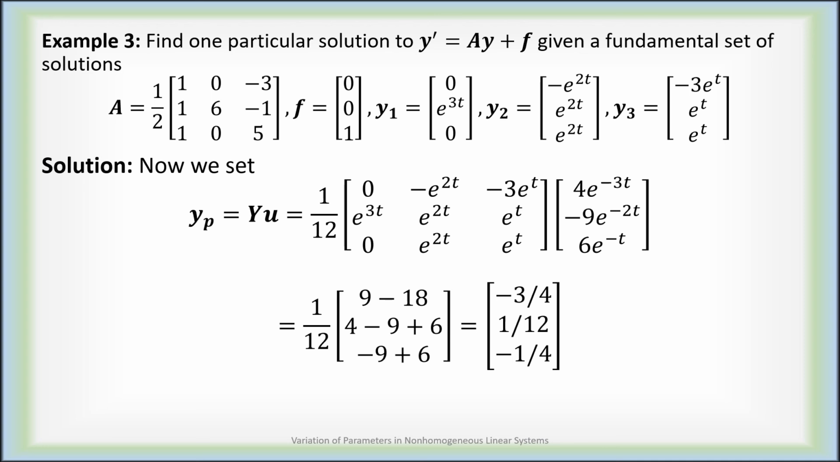And it's pretty nice. We end up with just a column of constants, -3/4, 1/12, and -1/4. So one particular solution to our differential equation, y prime equals Ay plus f, is just this column of constants.